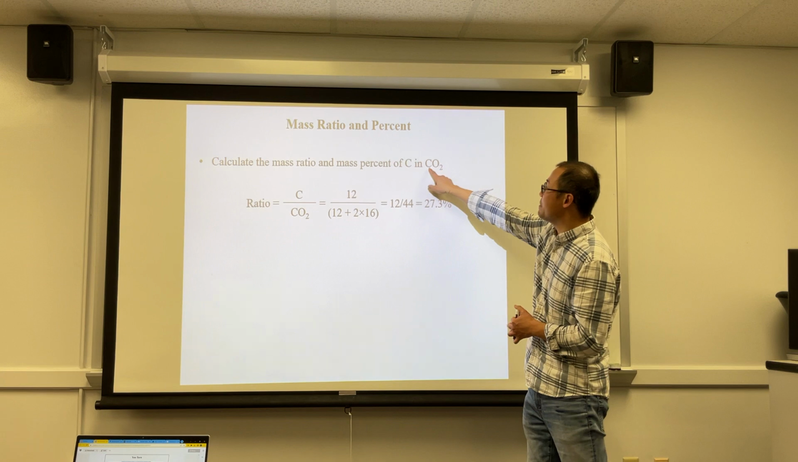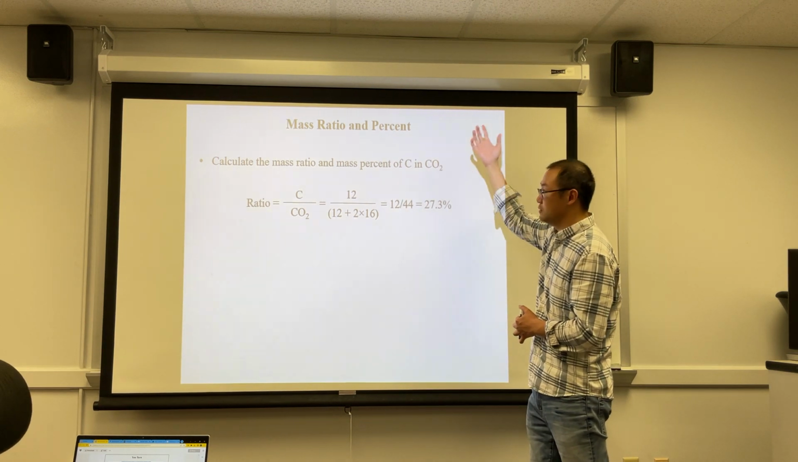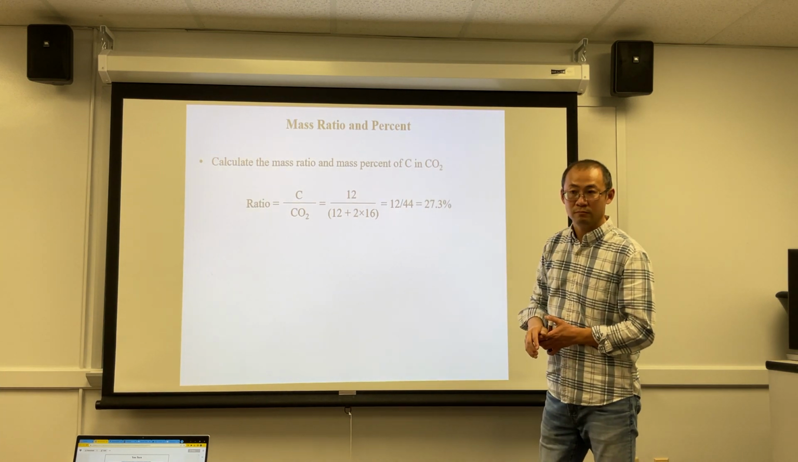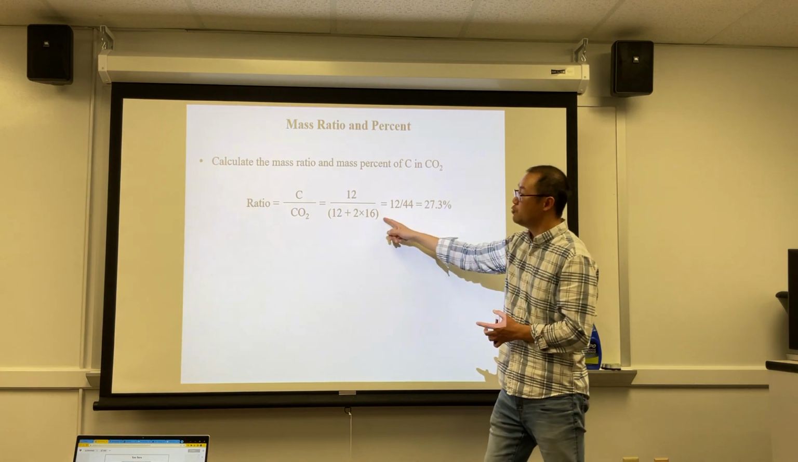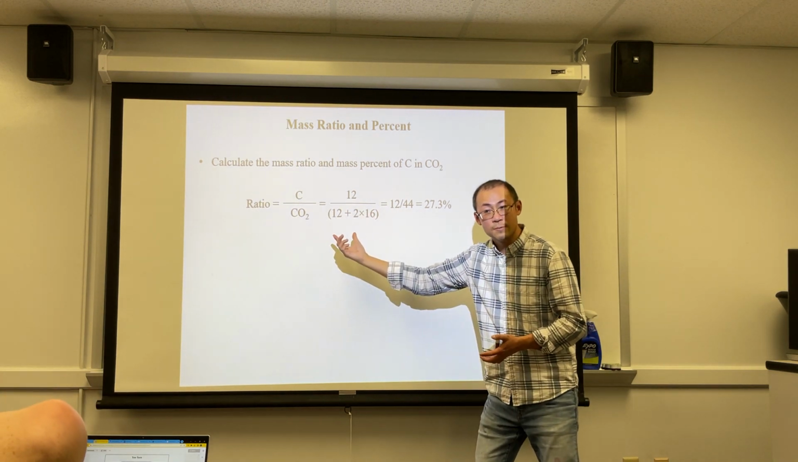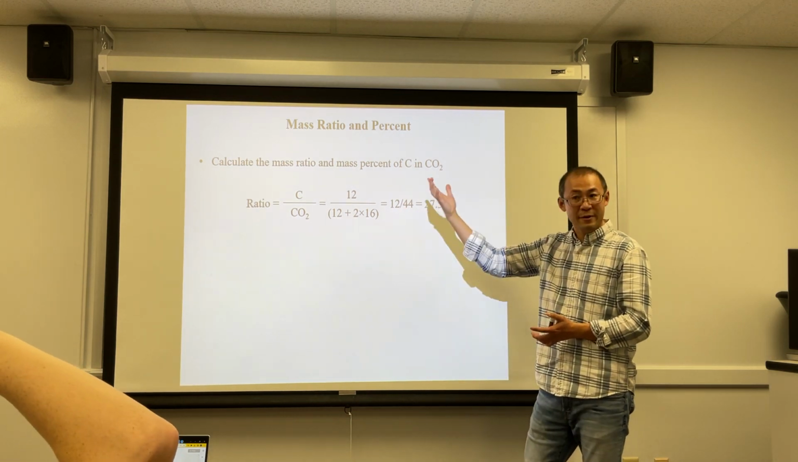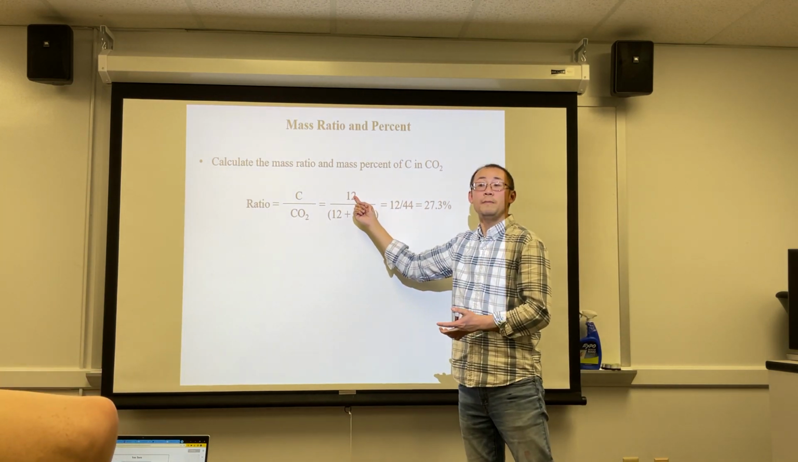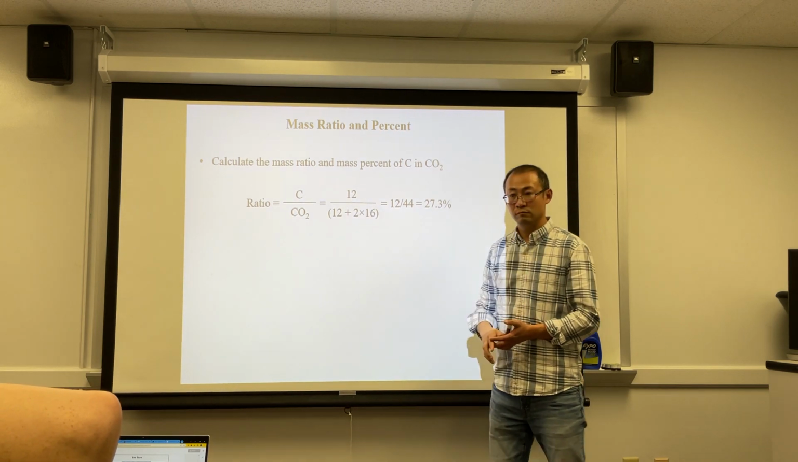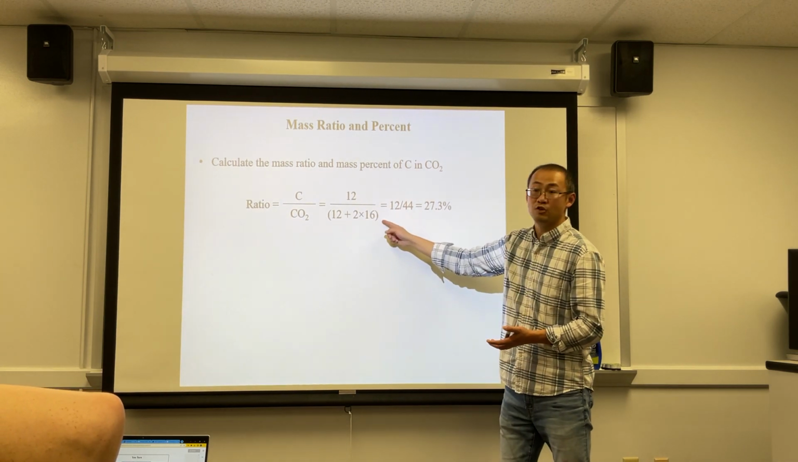We know CO2 is made by one carbon and two oxygen. The total mass of CO2 again is 44. But out of these 44, how many carbon? One carbon, which is 12. You can say 12 grams, then this one has to be grams as well.